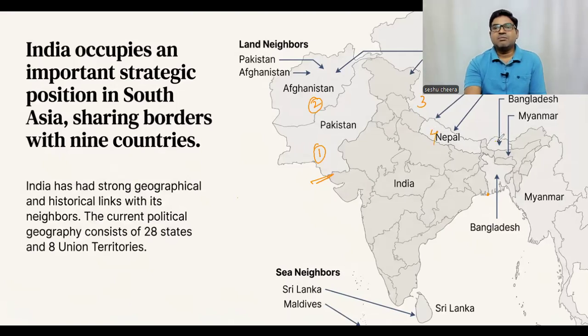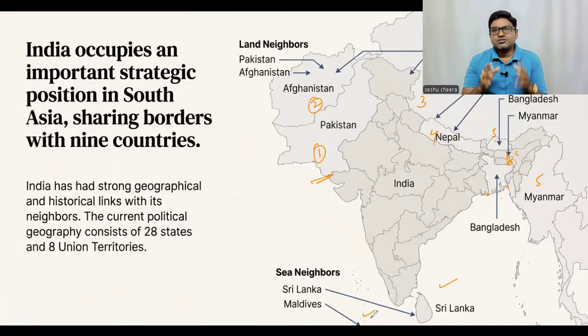Then we have Myanmar. Myanmar is here, sorry. Then Bhutan here, landlocked Bhutan. Then we have Bangladesh. This region is also the Myanmar region. You can see the down part is the Myanmar region, where this small stretch is connected. And then we have Bangladesh. And in the waters, we have Sri Lanka and also the Maldives, the island countries that are connected with us.